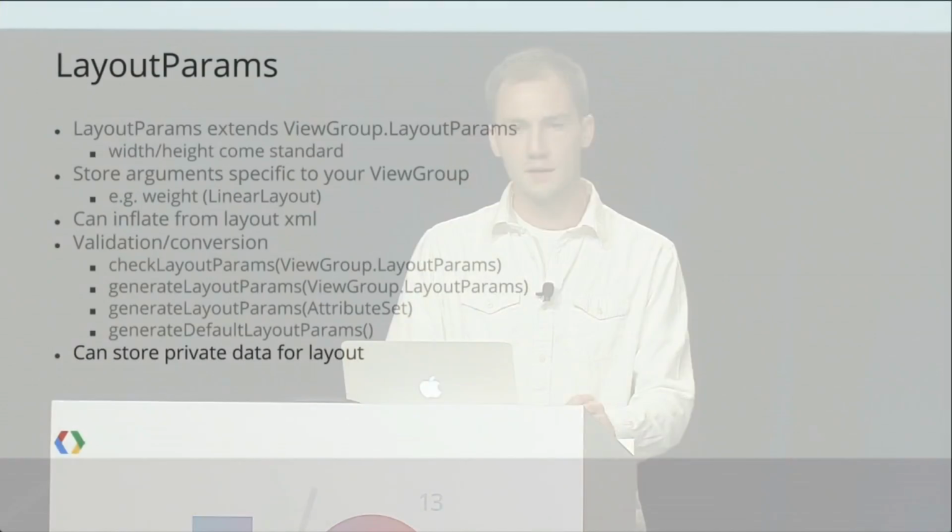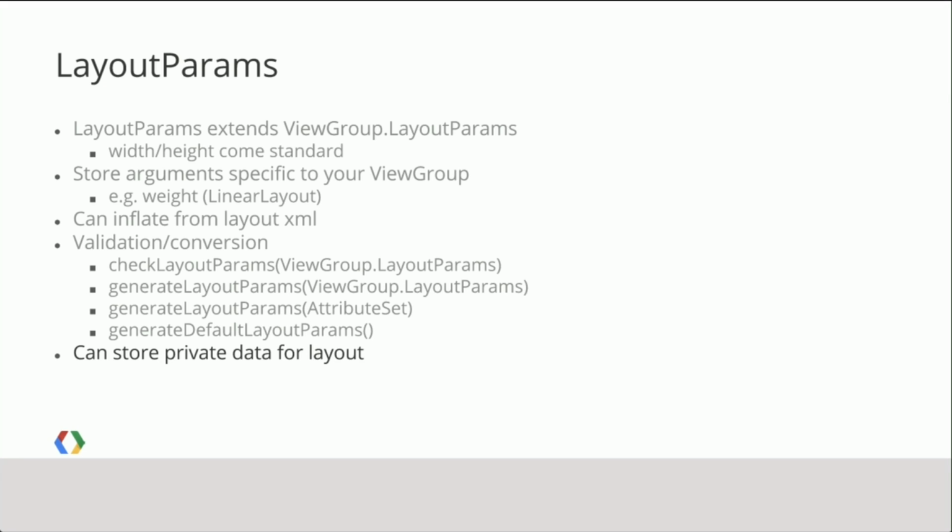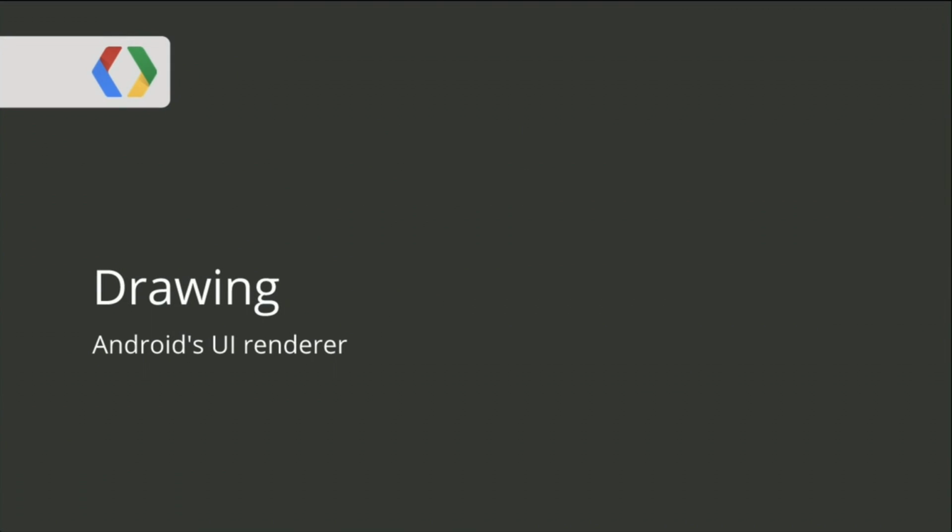But don't forget that layout params can also be used to store private data. So if you do a lot of expensive computations during the measure pass or even during the layout pass, you can store all that data per child in the layout params. So if you go look at the source code of relative layout, for instance, that's exactly what it does. It has its own private fields to keep track of what's going on.